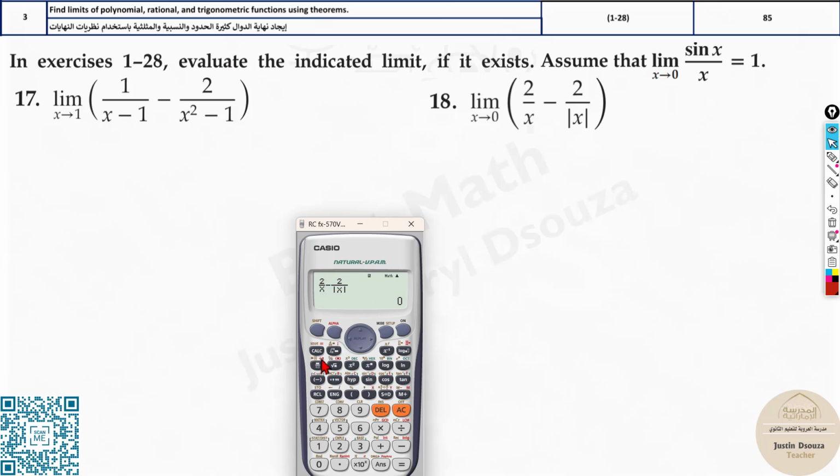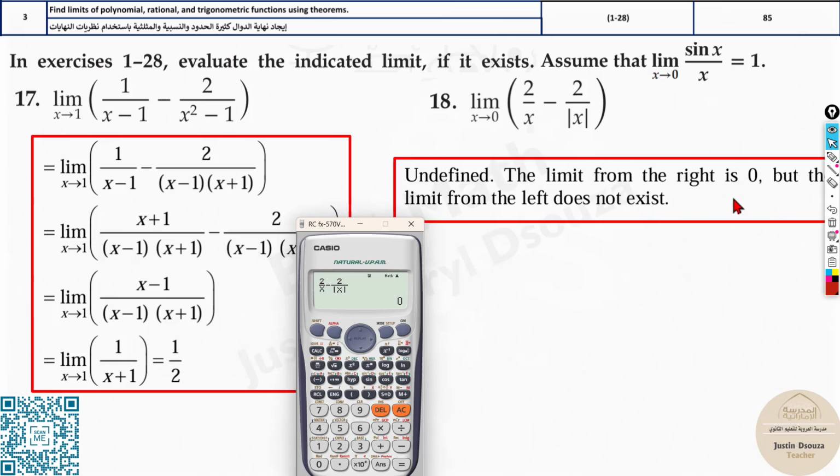Are these correct? Now if you're calculating at 0.00 on the positive side, you're getting 0, whereas from the negative side you're getting minus infinity. It doesn't match, so the limit does not exist. When you're getting two different values, the limit does not exist. Another thing, if you have remembered the rules of limits and continuity, whenever you have an absolute value function, the limit doesn't exist.